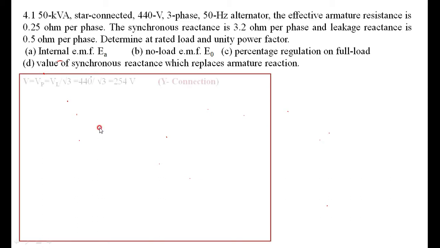First, I am taking V, the terminal voltage, that is the per phase voltage, represented by Vp. In the case of star connection, the per phase voltage is VL divided by root 3, the line voltage divided by root 3, therefore it is 254 volts. Then the voltage is taken as the reference, therefore I am writing Vp as 254 at an angle of 0 degree, that is taken as the reference value.